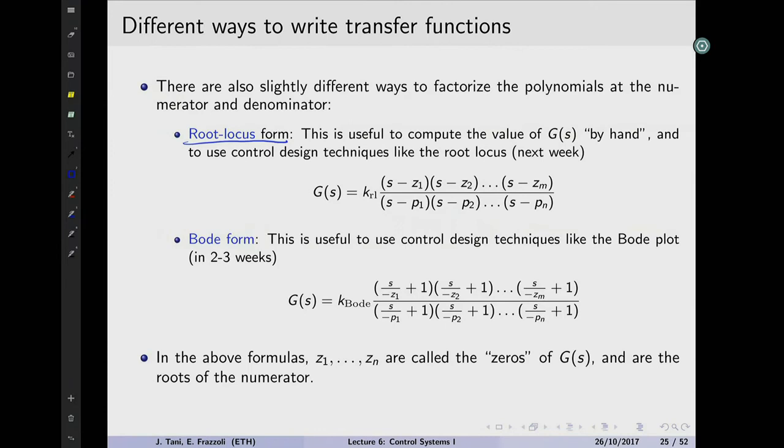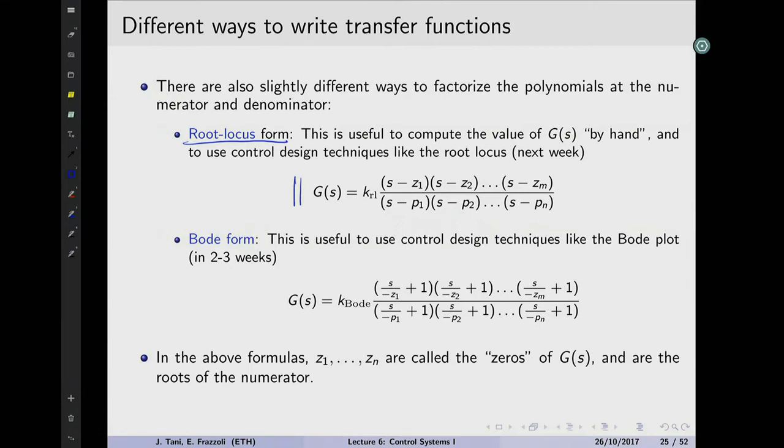When we draw root locuses, and we will do that next week, I think, if I manage to get through this class, it will be a really powerful way for us to see how things change, because if we have a graphical way to see how the poles move, then we can tell what the output of a system is.